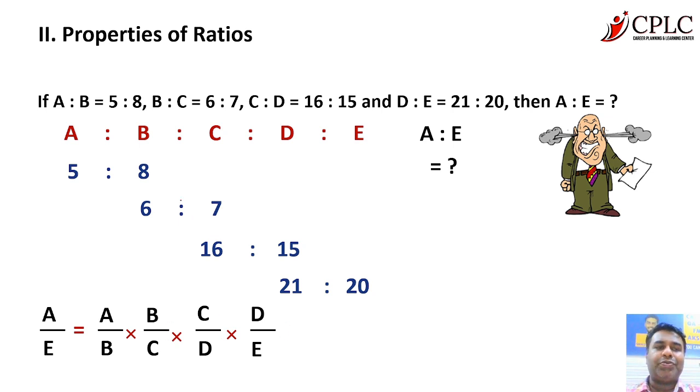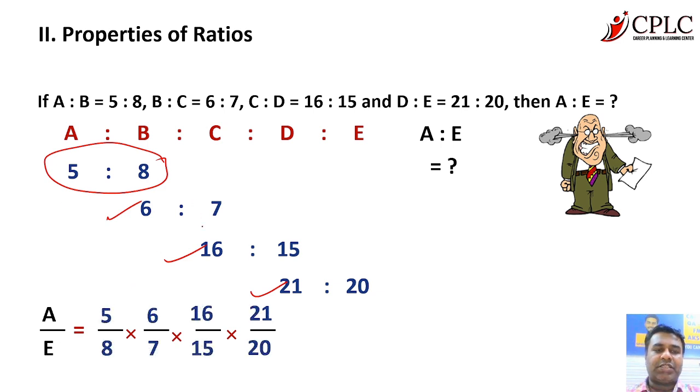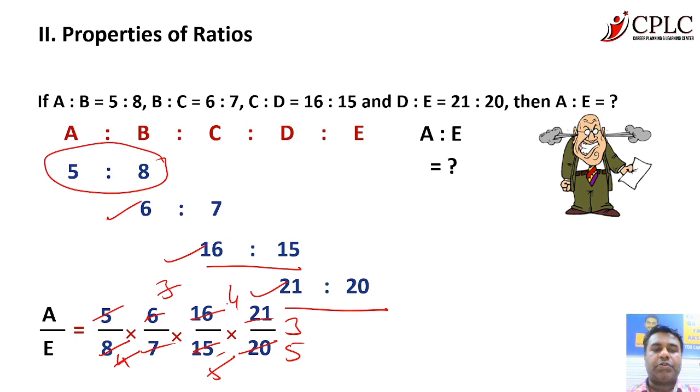Now all you need to do is substitute these values everywhere. A upon B is 5 is to 8, B upon C is 6 is to 7, C upon D is 16 is to 15, and D upon E is 21 is to 20, and try to simplify now. The 2 will divide, this will become 4, this is 3, 3 5s are 15, 7 3s are 21, then 5 and 5 cancel. Then 4 5s are 20, 4 4s are 16, and finally, 4 also gets simplified, so 4 here goes and 4 here, so finally you are getting the answer as 3 is to 5.